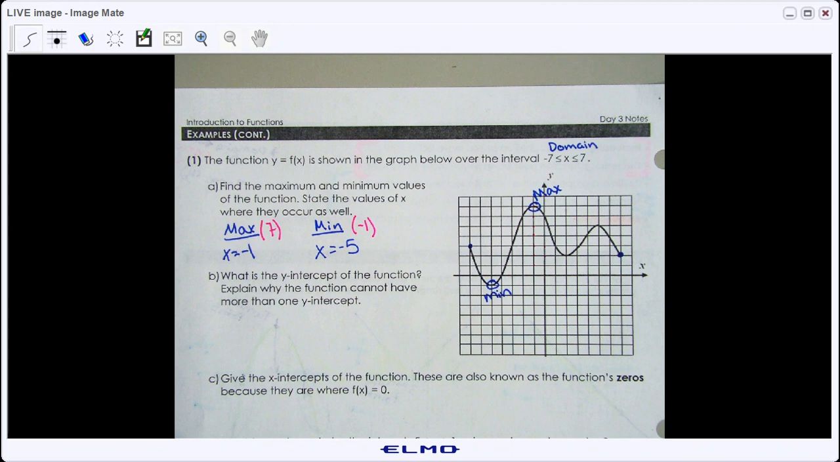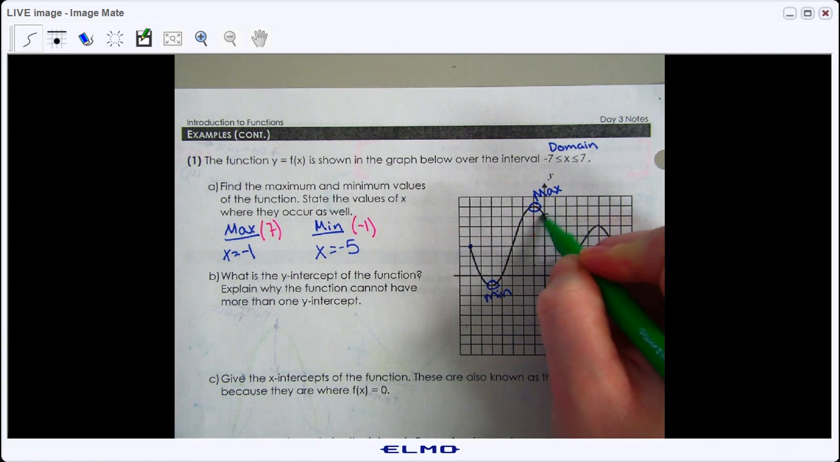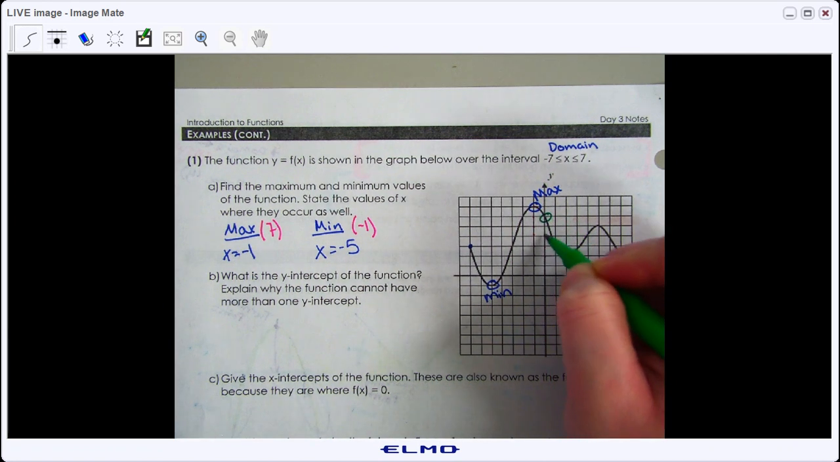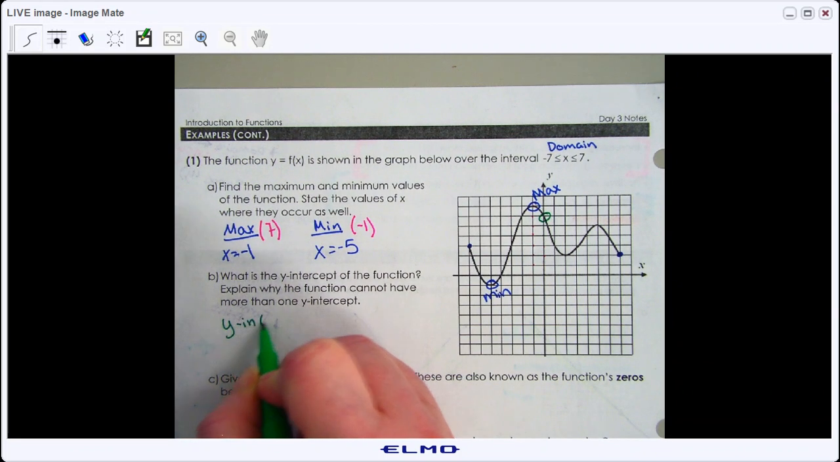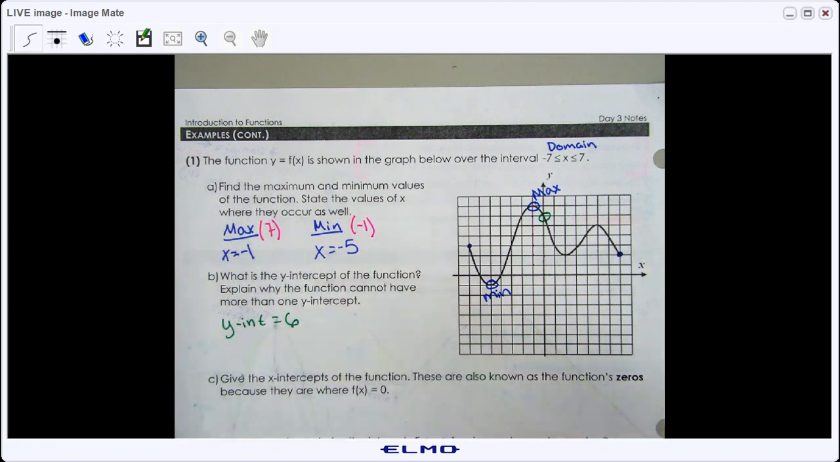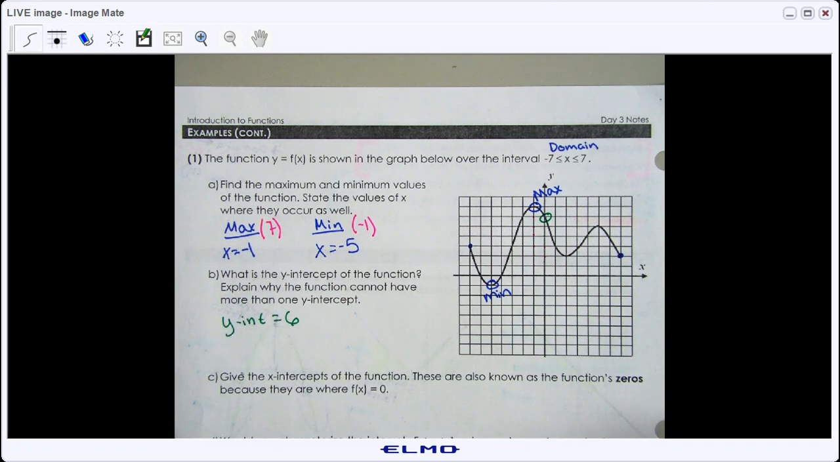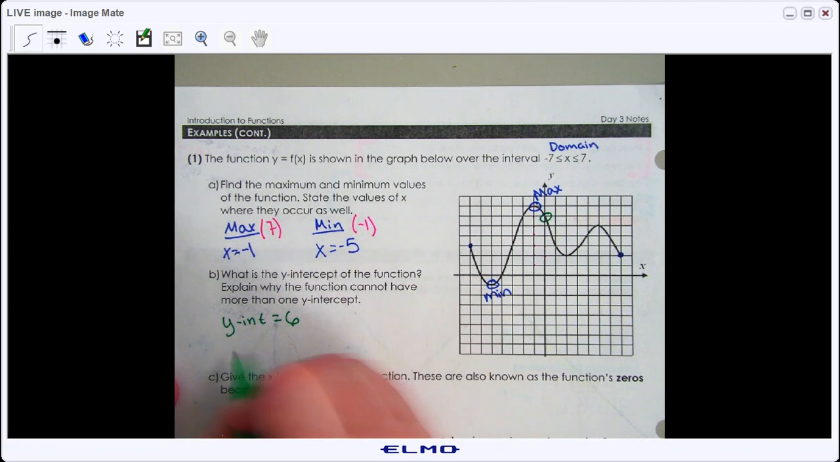B, what is the y-intercept of the function? Explain why the function cannot have more than one y-intercept. So our y-intercept is right here at 1, 2, 3, 4, 5, 6. So our y-intercept equals 6. We can't have more than one because if we did, then it's not a function.